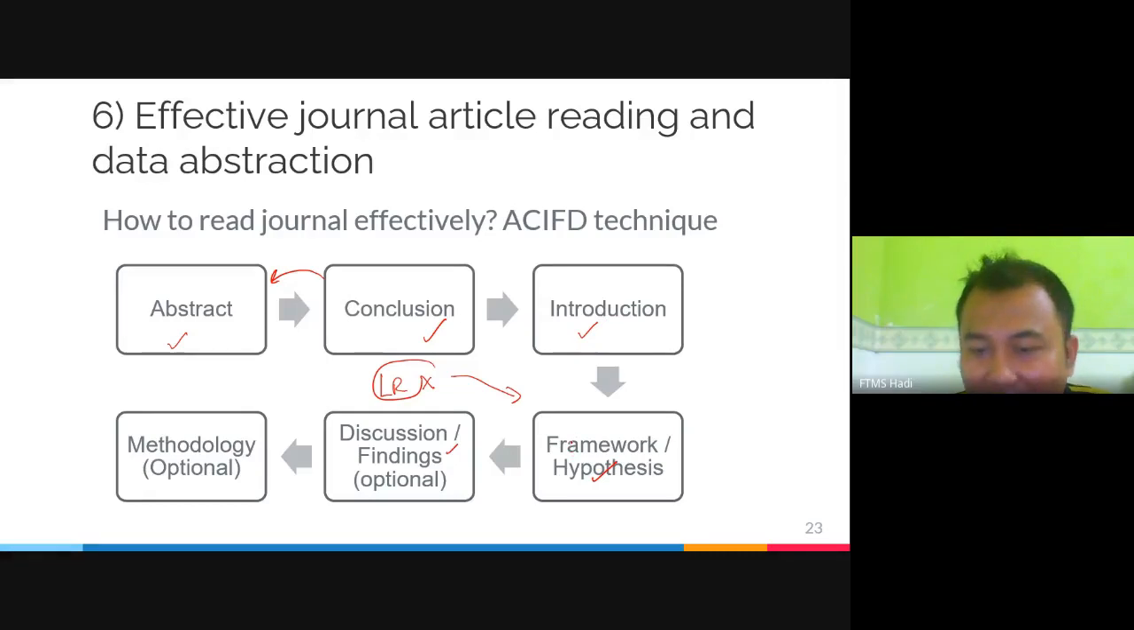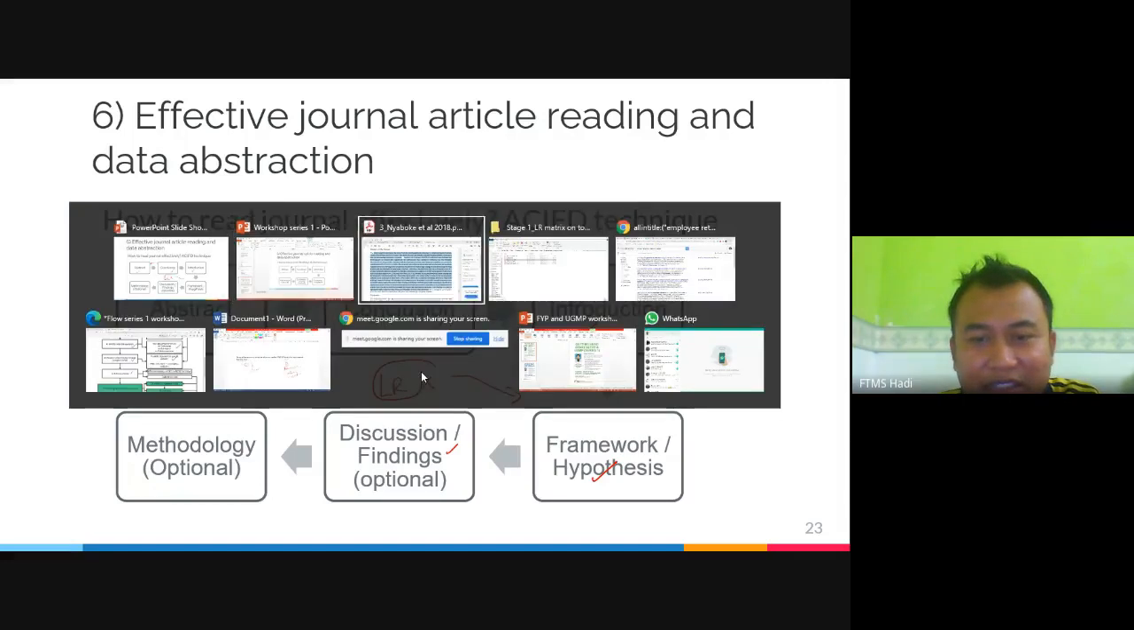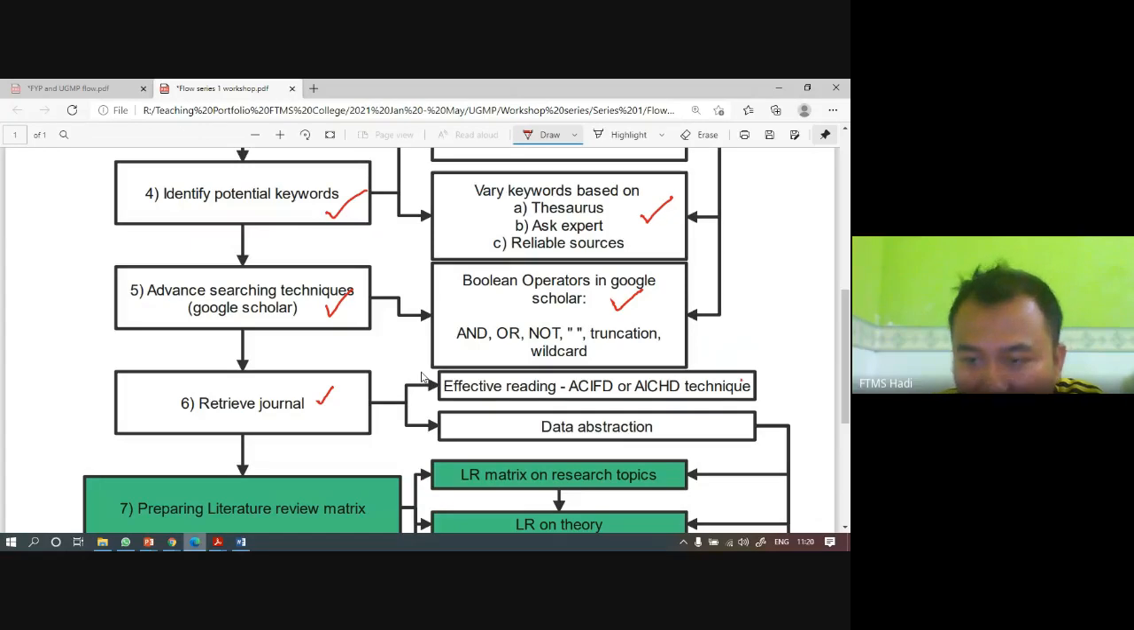I repeat again: I will share with you how to write a literature review without reading it fully, because there are too many literature reviews, and that makes it very difficult for you. So that is how to do effective journal abstraction. Okay, effective reading done.